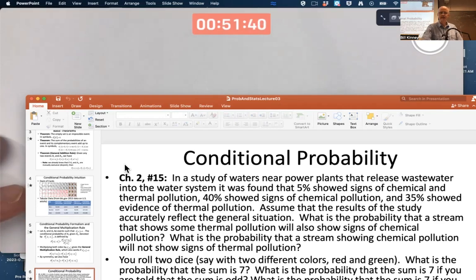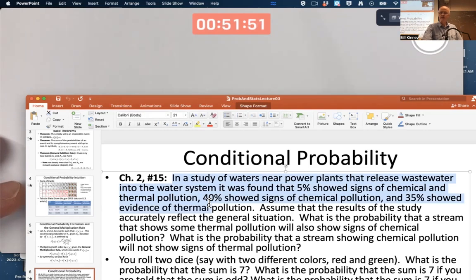So this problem says, in a study of waters near power plants that release wastewater into the water system, it's found that 5% showed signs of chemical and thermal pollution, 40% showed signs of chemical pollution, and 35% showed signs of thermal pollution. So chemical pollution is chemicals getting in there. Thermal pollution means extra heat is being released, and that's not good for fish and that kind of thing. Assume the results of the study accurately reflect the general situation.